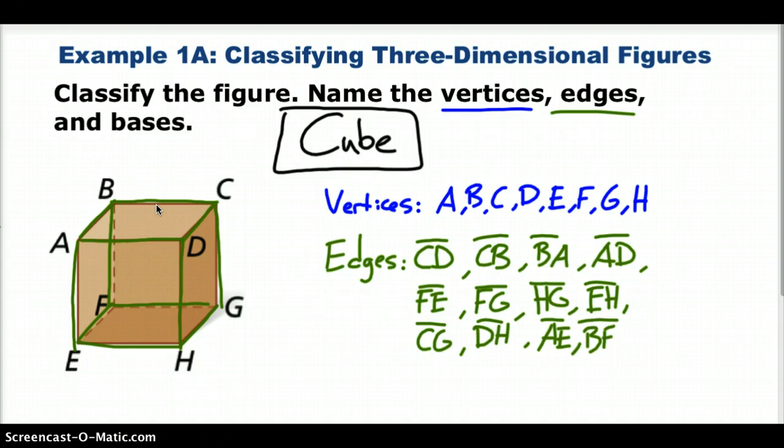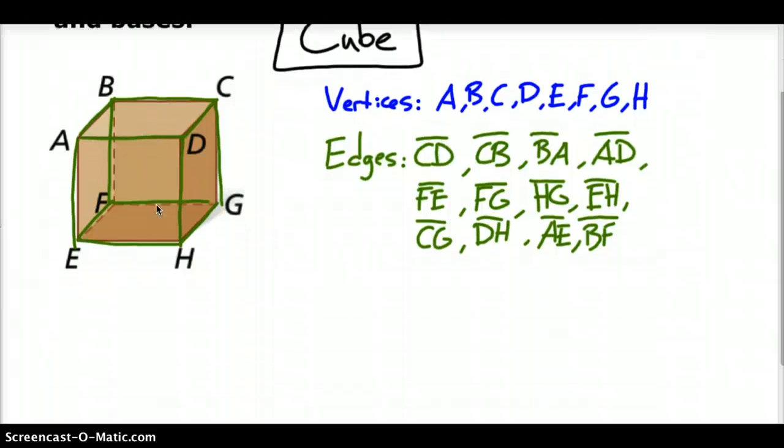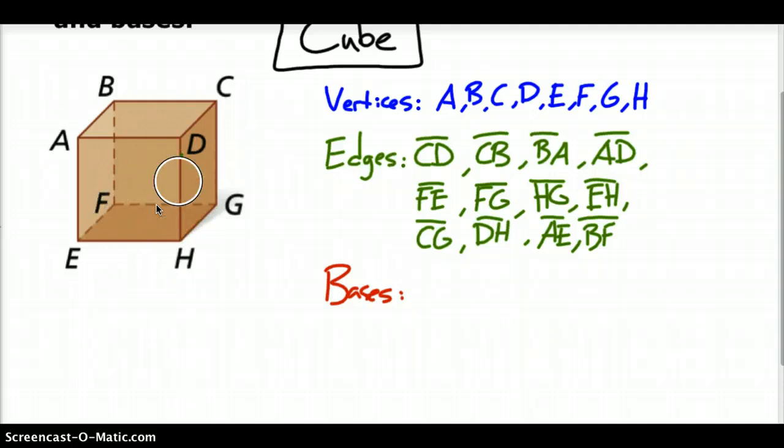Now it asks us for the bases. There could actually be 6 bases this time, if the bases opposite of each other are congruent. Let's write down what our bases would be. There would be, sorry, 6 bases in this case. One of them could be this one right here, which I could call CDHG.